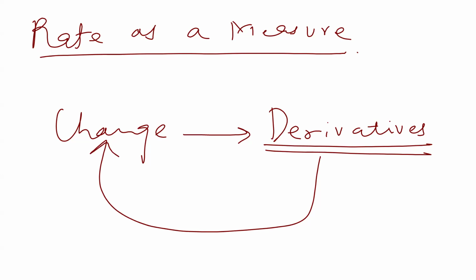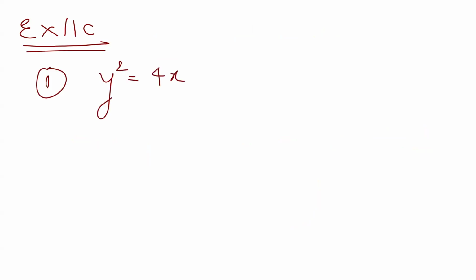Fine. Now let us go to the first problem, exercise 11C, question number 1. Now y square is equal to 4x. This is an equation given to us. And if you're reading the problem, find the rate at which y is changing with respect to x when x is equal to 4. This is given in the problem. It's a parabolic curve. You did not know that, but still I'm saying it's a parabolic curve.